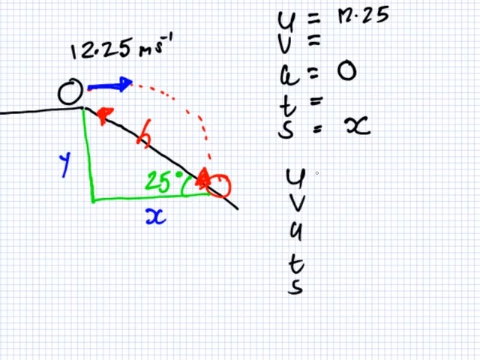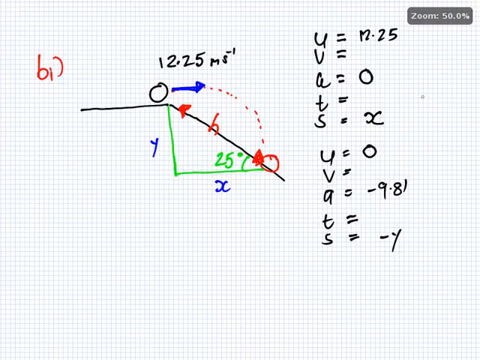Now, let's look at the vertical. What's the U? 0. There's no vertical. The V? We don't know. The A? Minus 9.81. The T? Don't know. And S? Minus 1. Yes?